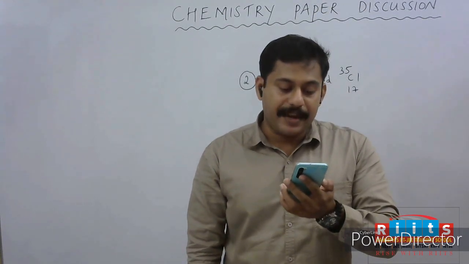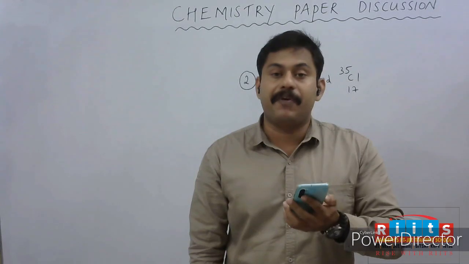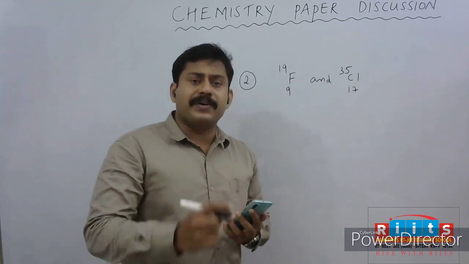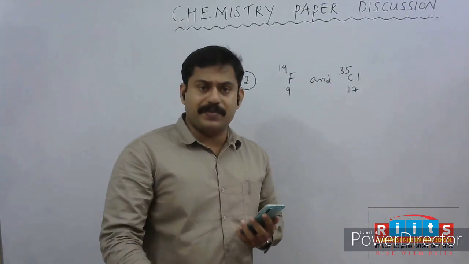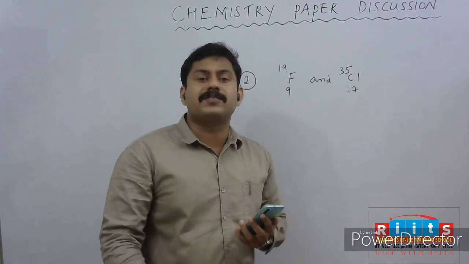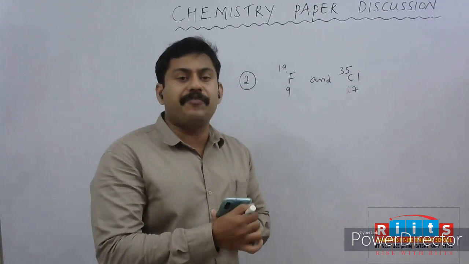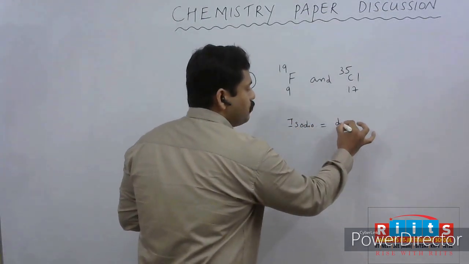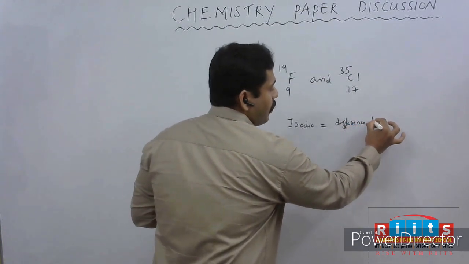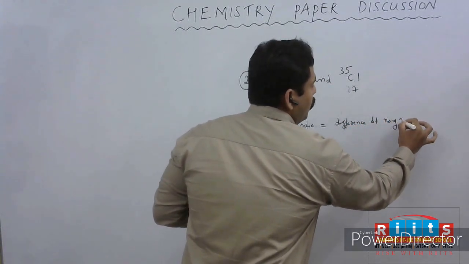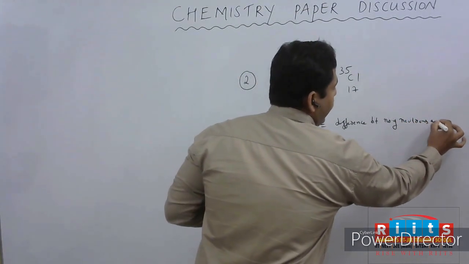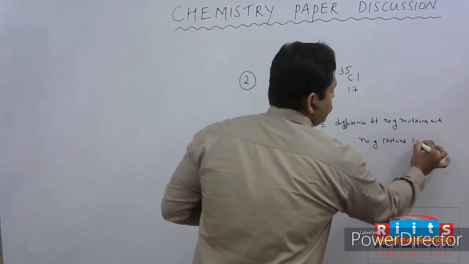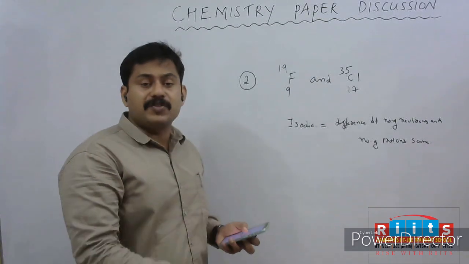Okay, let's discuss question number 2. The atoms of F 19 with atomic number 9 and Cl 35 with atomic number 17 are, right? So we are going to find out the relationship between these two only. The first thing is isodiaphers. Isodiaphers, for most students, will be a new term. What is the meaning of isodiaphers? Isodiaphers is the difference between the number of neutrons and the number of protons. Same. So we are going to find the difference between these two only, right?